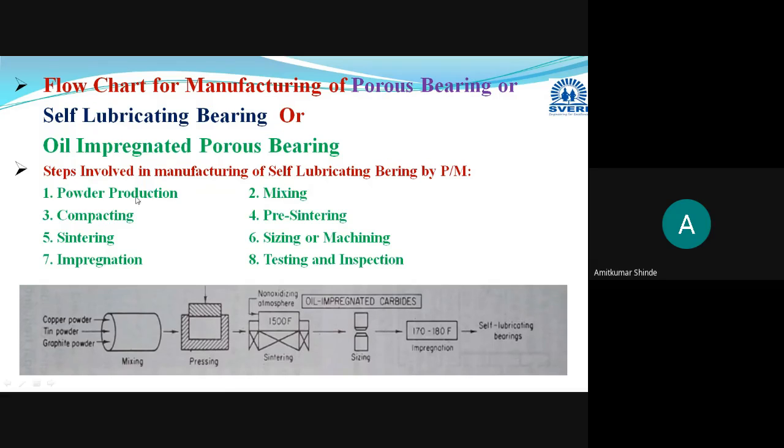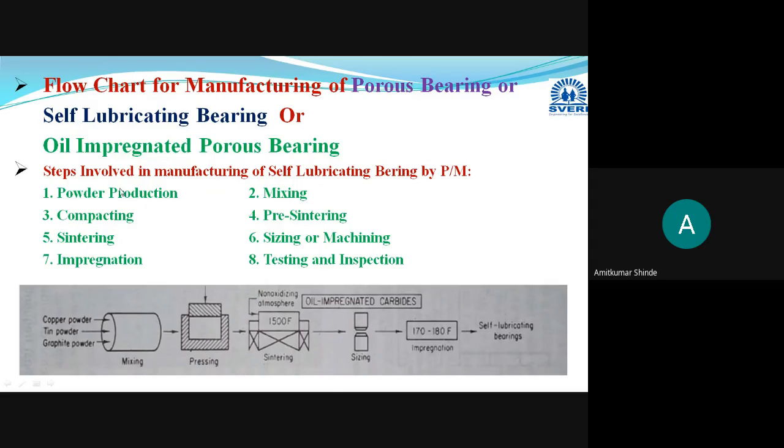First stage is the powder production stage. Second stage is mixing or blending. Third stage is compacting or pressing. Fourth stage is pre-sintering, and fifth stage is sintering. Then the sixth stage is sizing or machining. In some books they have mentioned resizing also. Sometimes they have given that name, and in some books the name coining is also given. Then the seventh stage is the impregnation stage. Then the eighth and last stage is testing and inspection. Now I will start one by one.